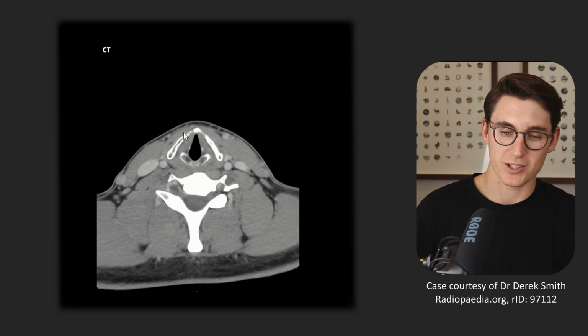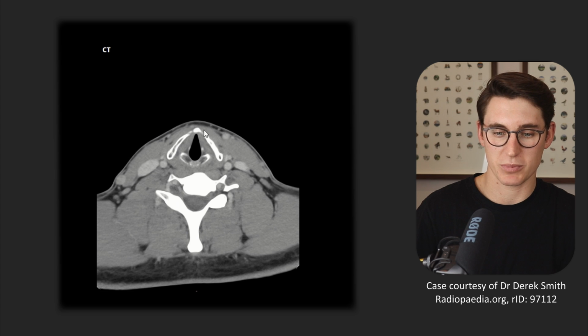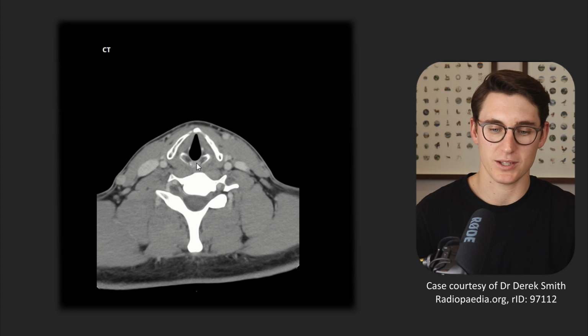This is not the hyoid bone. This is in fact the thyroid cartilage. It's just been ossified in this patient. We can see our cricoid bone posteriorly and then these true vocal cords with the vocal ligament within them.